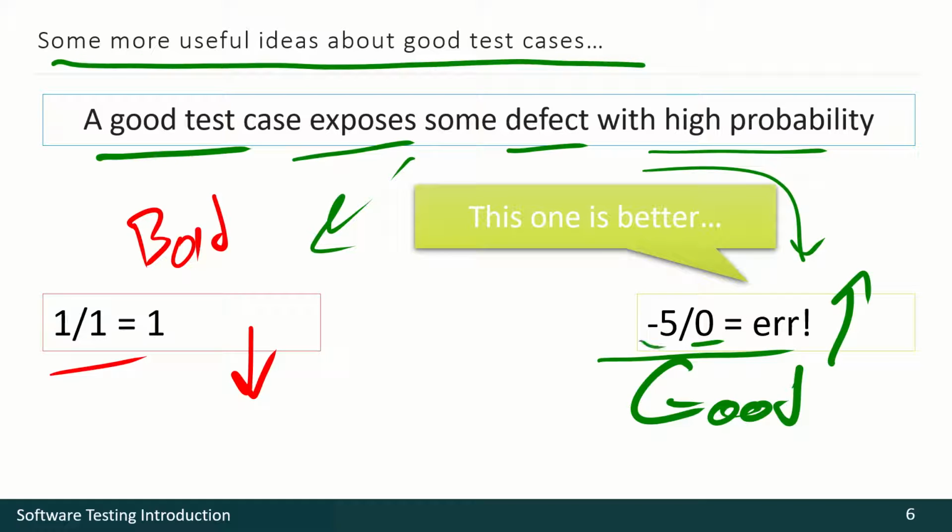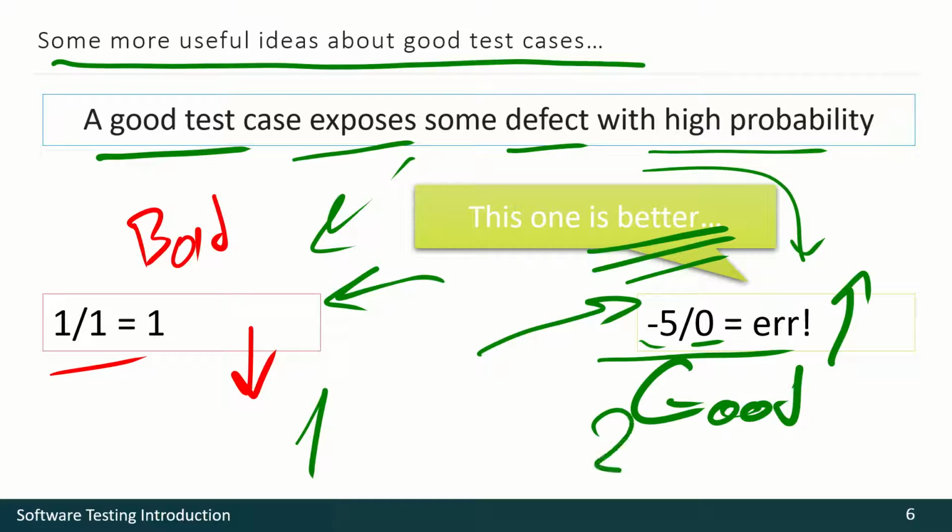We are dividing by 0, we are using negative numbers. Okay, this test may somehow exist, but this one is much better. And if we have to choose between this or this, of course we shall select this, not this.